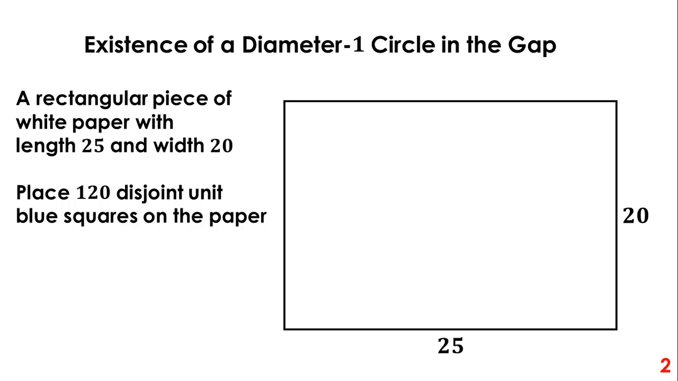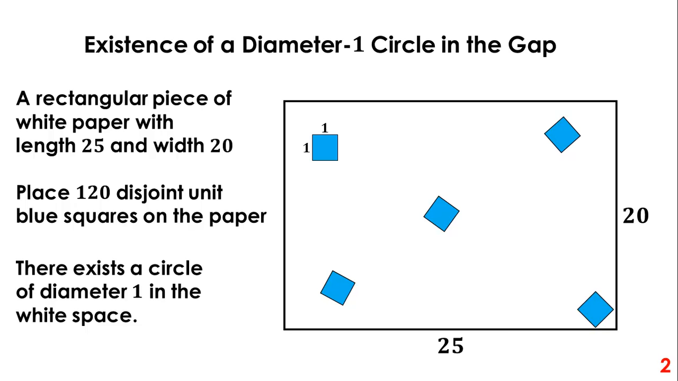So what kind of unit blue square? Like this. A 1 by 1 unit square. But the location and orientation, pretty much you can do it in any way you like. 120 such squares. All right. So after that, now the question.